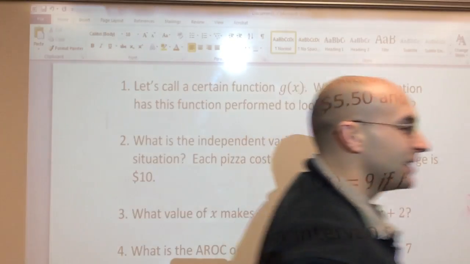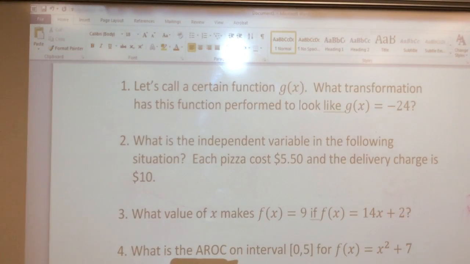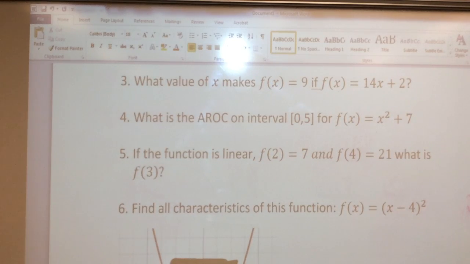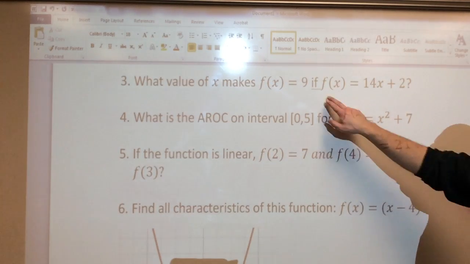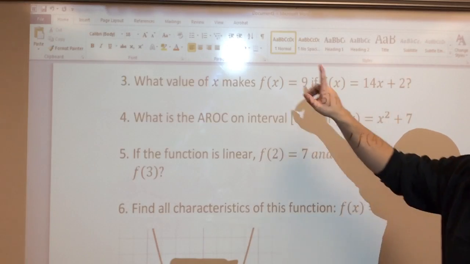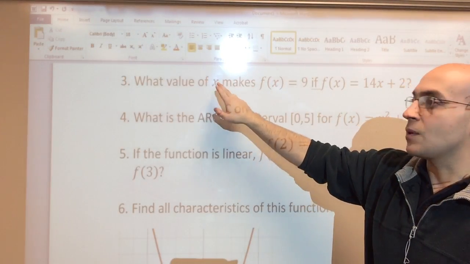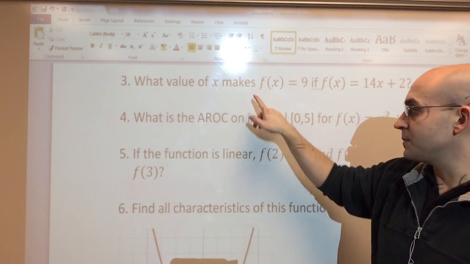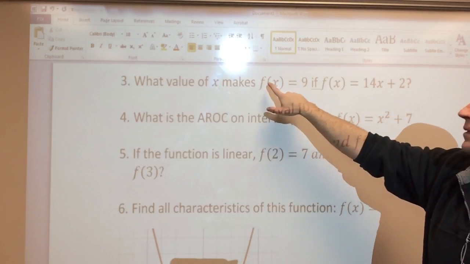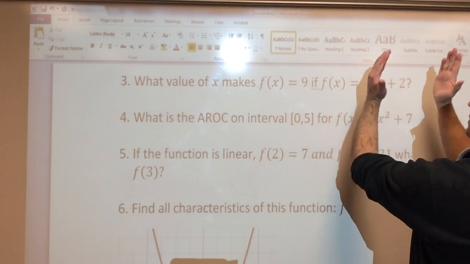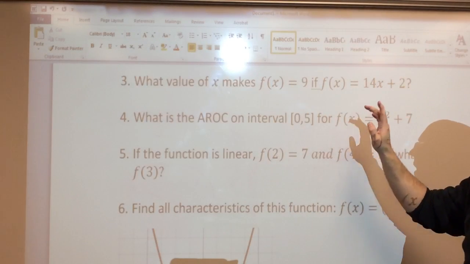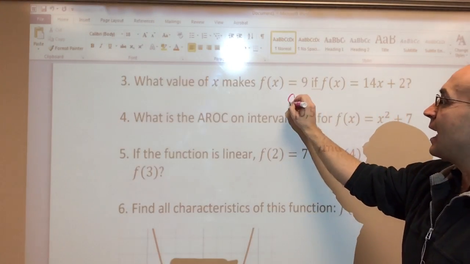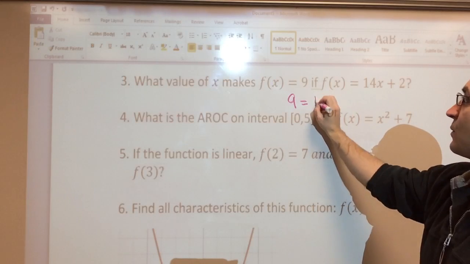Let's scroll down a little bit more for number 3. Number 3 says, what value of x makes f of x 9 if f of x is this? So this is confusing. What value of x? Okay, so I'm trying to find out what x is. In other scenarios, I'd be trying to find what f of x is, but in this specific one, we're looking for x values. So f of x equals 9, and f of x equals 14x plus 2. So I need to set up an equation, and that equation is already kind of laid out for me. 9 is going to be substituted in for f of x, and that's going to equal 14x plus 2.